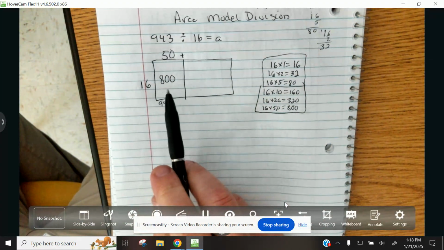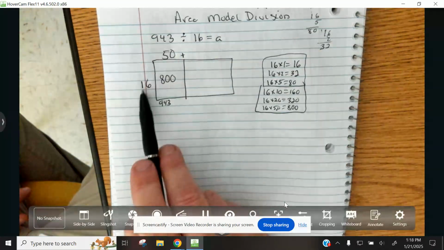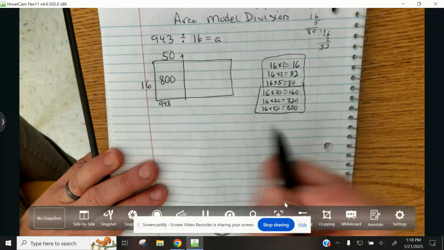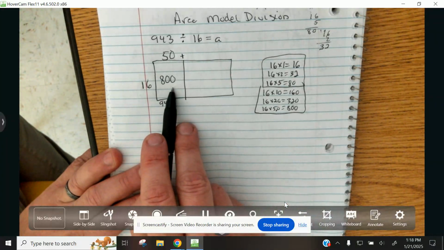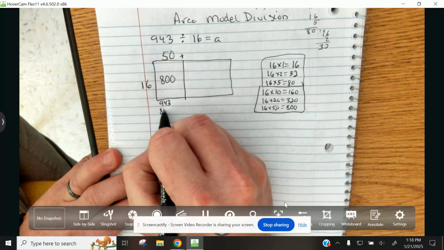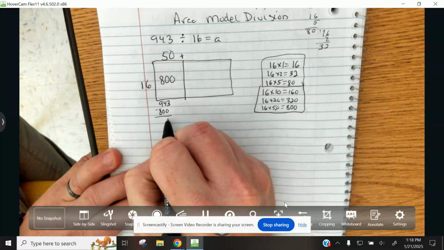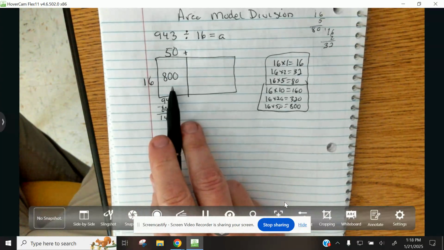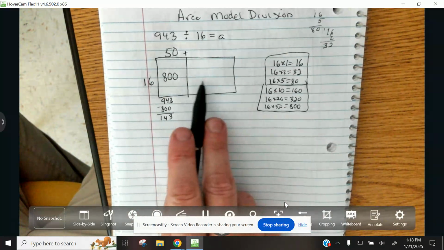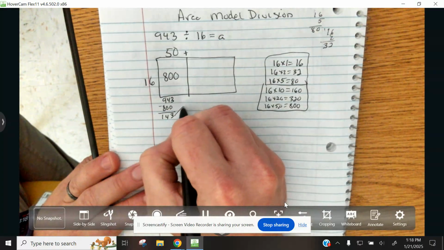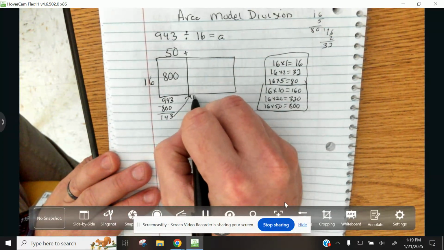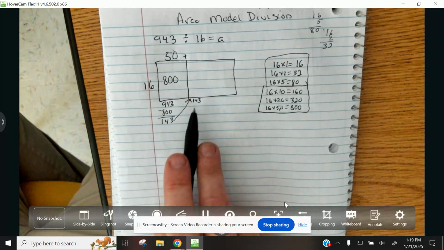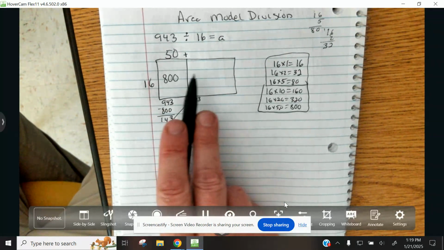So as you see, it works like an area model. 16 times 50, length times width, gives you area. So we would have 800. So we took a chunk out of the area. We took out 800. So down here, I'm going to subtract the area, and I'm going to have 143 left. So you can see I already took a big chunk out of our area. Now I just need to know the rest. Well, I know it's 143, so I'm going to put the rest of my area in the unclaimed box. So now I know 143 is left over here.